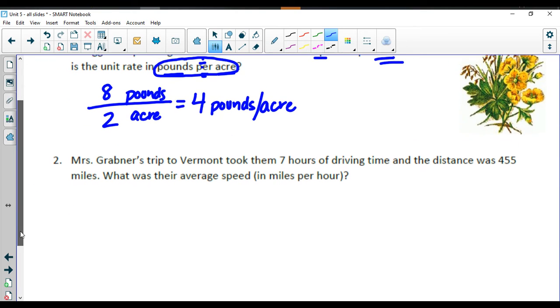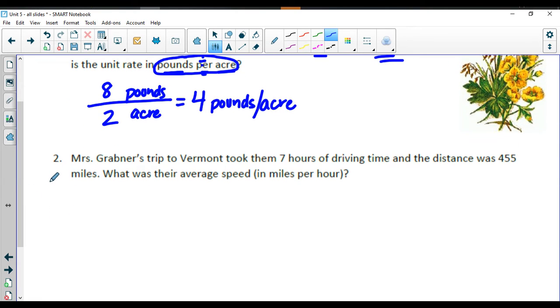Number 2, Mrs. Grabner's trip to Vermont took them 7 hours of driving time, and the distance was 455 miles. What was their average speed? So when we talk about speed, we're looking at miles per hour. So it's the distance traveled divided by the time. So we are going to travel miles per hours. So we're going to start with the labels and then go back.